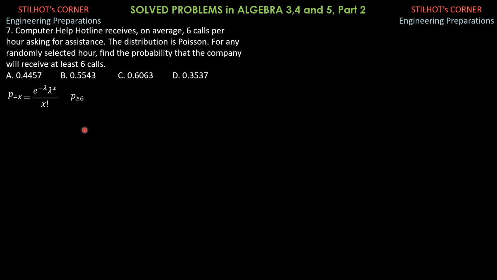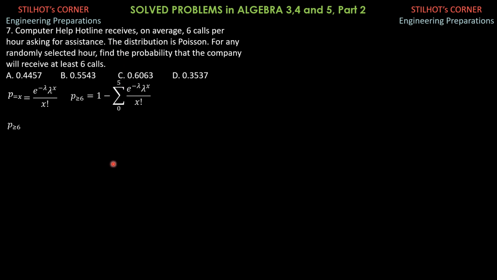That is, the probability that the company will receive at least 6 calls is equal to 1 minus the sum of the probabilities that the company will receive fewer than 6 calls. So that is 0, 1, 2, up to 5 calls. That's why we have here a summation for your calculator so that you can compute it easily from 0 to 5 calls, then e to the negative lambda, lambda to the x over x factorial, where lambda is equal to 6 in this case, the average number of calls.